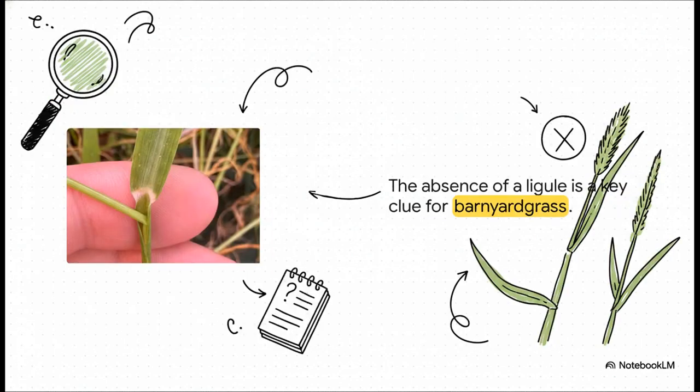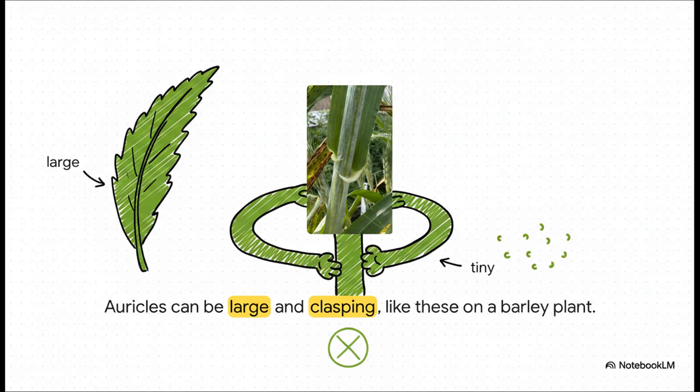And this is a perfect example of a key detective's rule. Sometimes, the absence of evidence is the evidence. Some grasses, like this barnyard grass here, have no ligule at all, and that very absence is one of its most defining features. Auricles, well, they tell a pretty similar story. They can be huge and clasping, kind of like these arm-like things on barley that just hug the stem. Or they can be super tiny, or, you guessed it, just like the ligule, they can be completely absent.